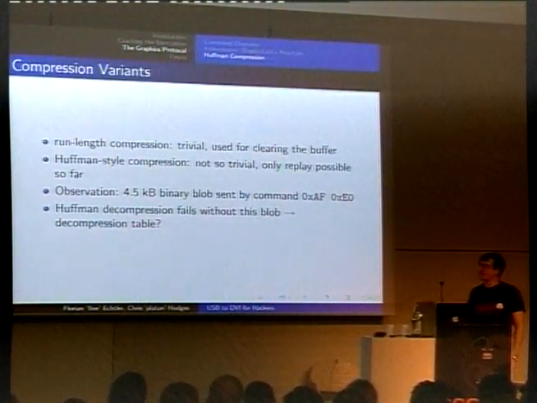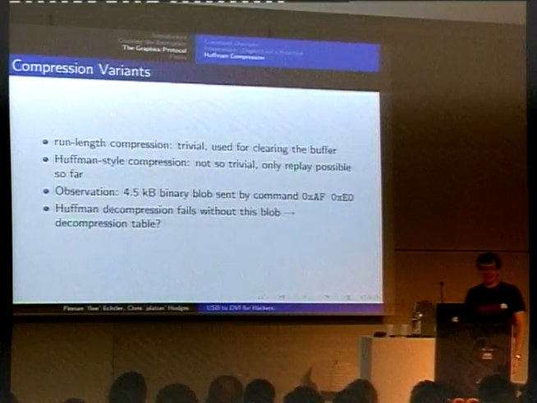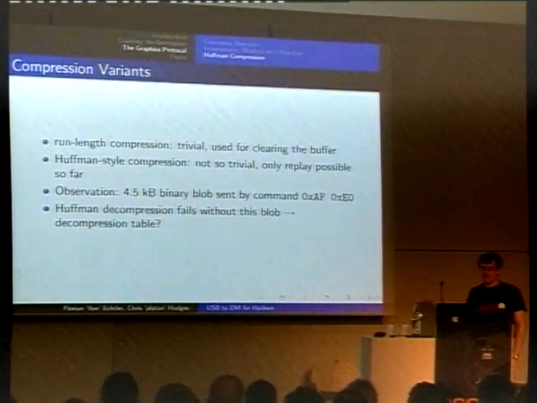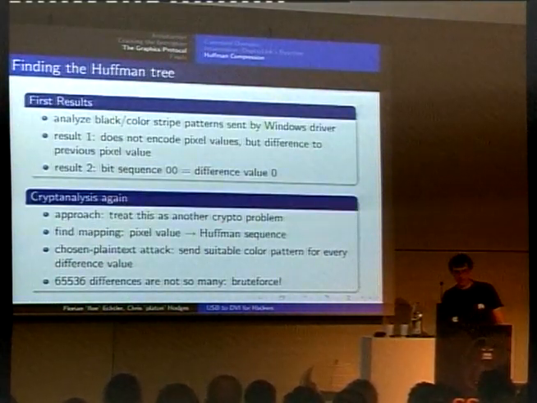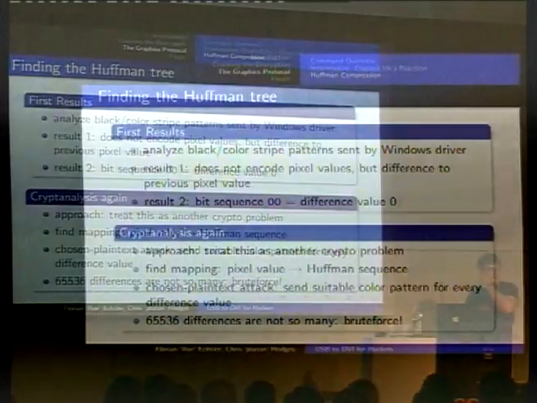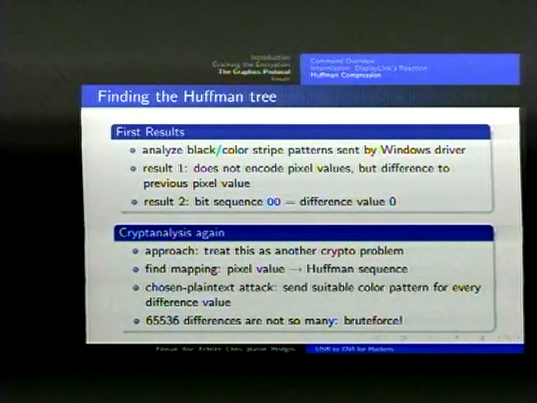So this is pretty certainly the Huffman table. Okay, so looking at this table didn't really yield much results, so we started again by just analyzing data which we sent from the Windows driver. The two most basic results were that the pixel values aren't encoded themselves, but the difference to the previous pixel. And when you start a new command, the previous pixel is set to black, so to zero.